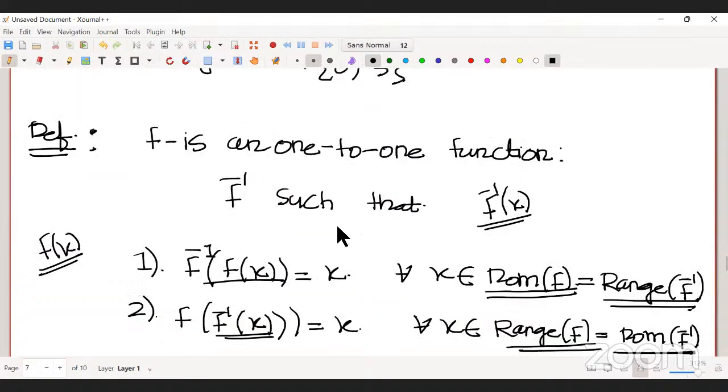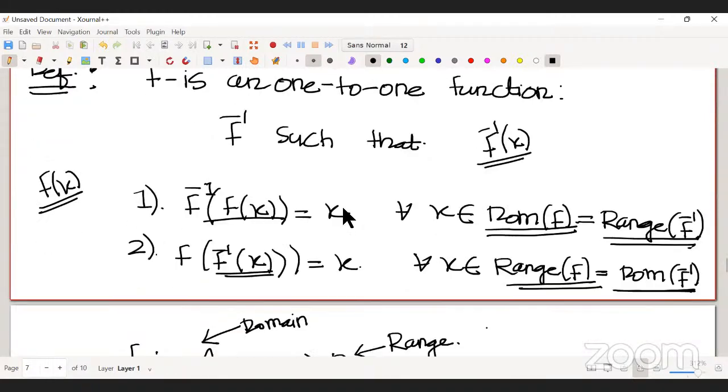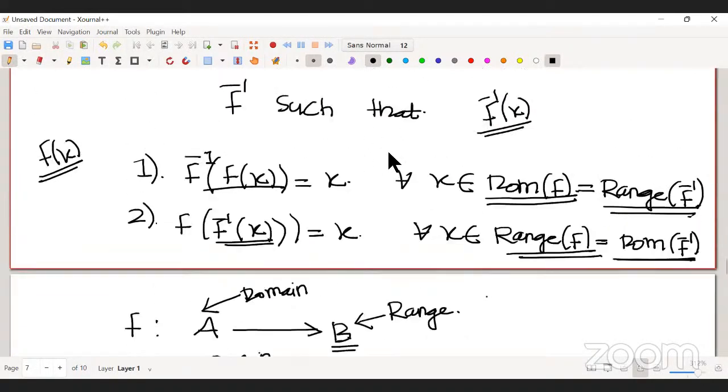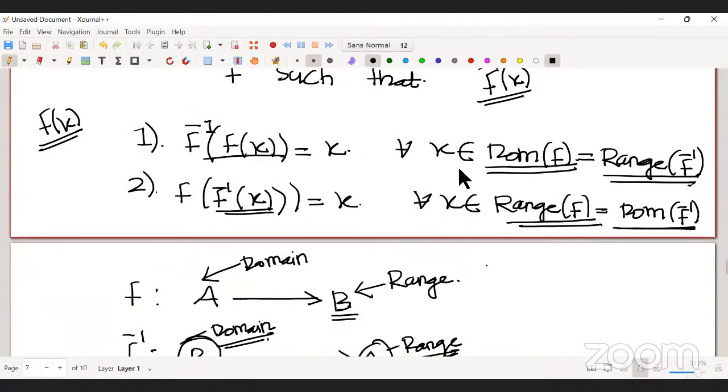If I have a function f inverse such that f inverse satisfies these two conditions, then I can say that f inverse is an inverse of f. So any doubt with the definition of f inverse? No doubt, sir, but it would be better with some examples, sir.